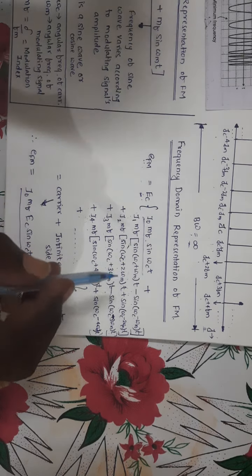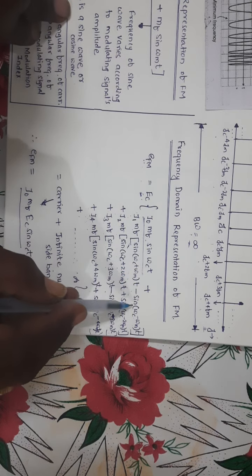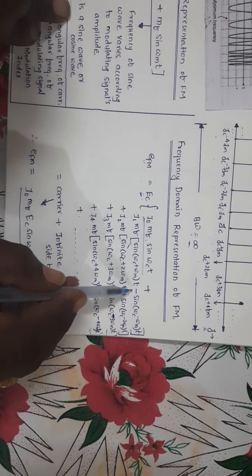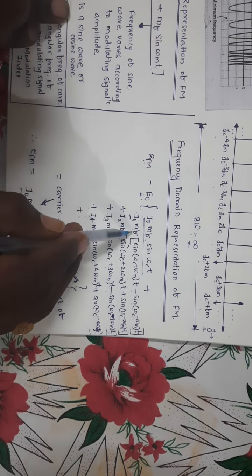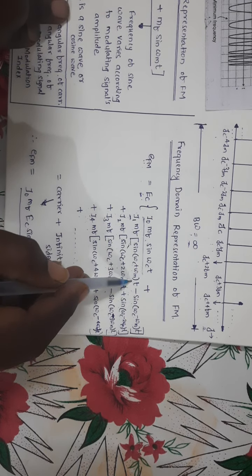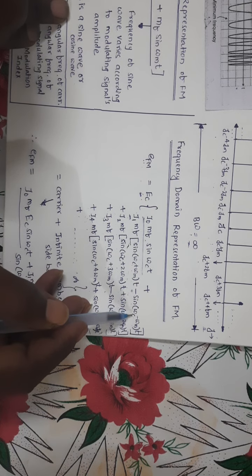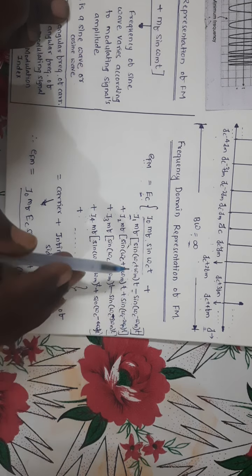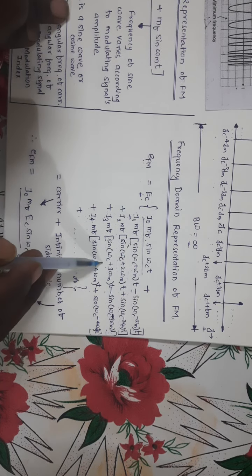Now, dear students, always keep in mind, there is a little bit of confusion in students' minds regarding the sign. So always keep in mind, whenever you are writing the equation for J1(MF), then sin (omega C plus omega M) T, minus sign is used here, then sin (omega C minus omega M) T. So for this term, all these terms, there is a plus sign.